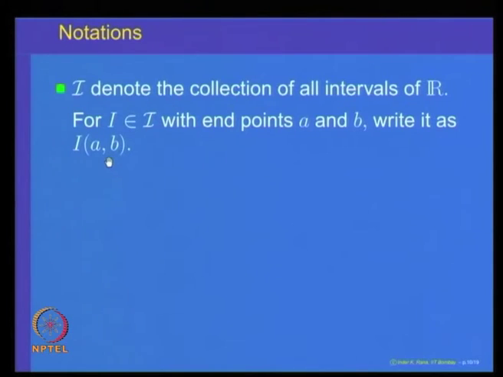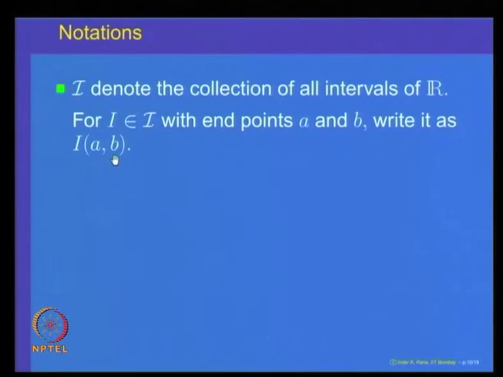We are not saying that this is an open interval a comma b. We are just saying that it is an interval with left end point a and right end point b, where the left or the right, or both, may or may not be included in that interval. So it is just an interval with end points a and b.